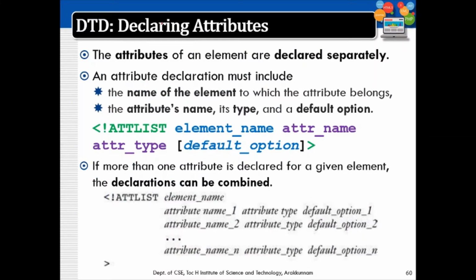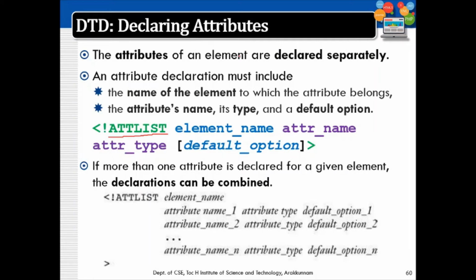Now moving on to declaring attributes. Here also a keyword is to be used. Previously the keyword was ELEMENT itself, so here a slight difference is there. ATTRIBUTE is not the keyword. It is ATTLIST, A-T-T-L-I-S-T. Remember, all these things have to be written in full capital letters.